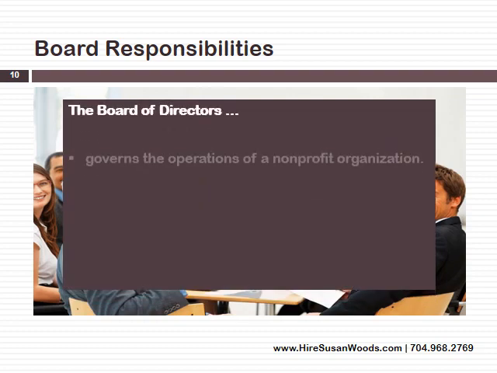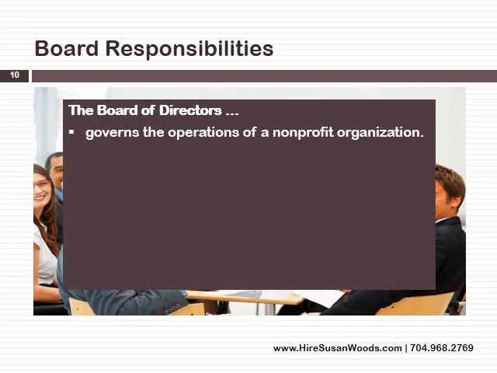The board of directors governs the operations of a nonprofit organization. We just talked about that. They make sure that the operations that you use to promote your mission or to strive to achieve the vision are in compliance with IRS regulations.